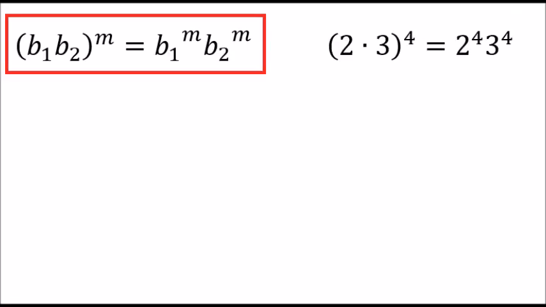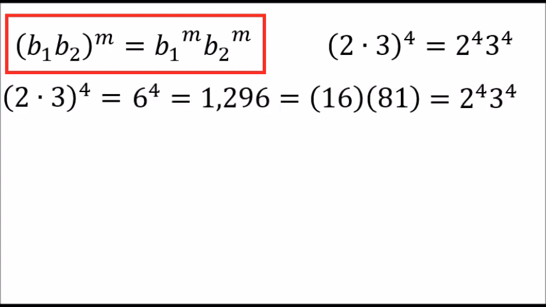This rule says that the exponent distributes to the individual bases multiplied together within parentheses. I have chosen 2 times 3 to the 4th power. Choose your own numbers if you need more convincing. 2 times 3 is 6, and 6 to the 4th is 1,296. This is the same as 16 times 81, which is 2 to the 4th times 3 to the 4th.